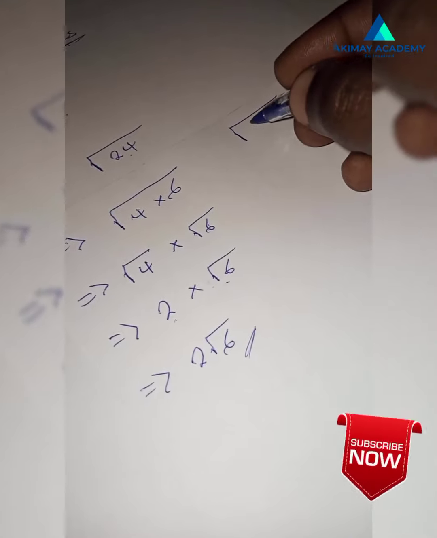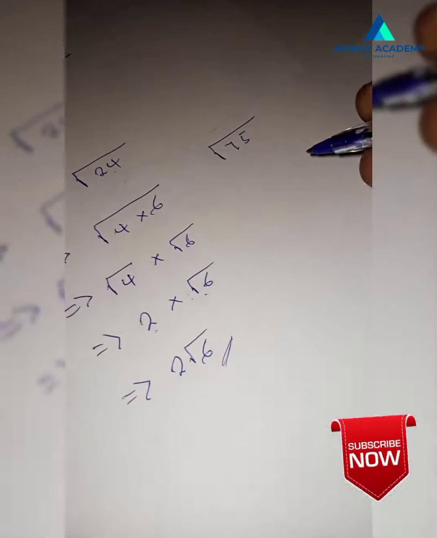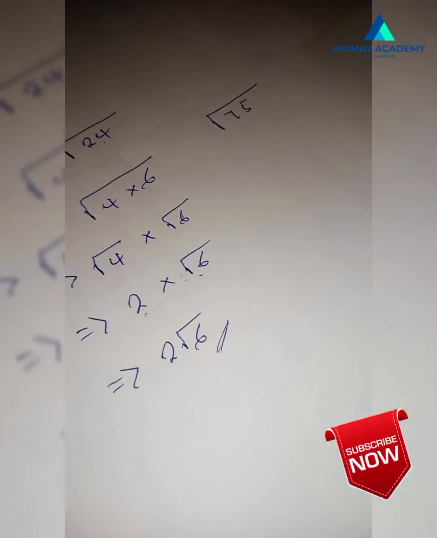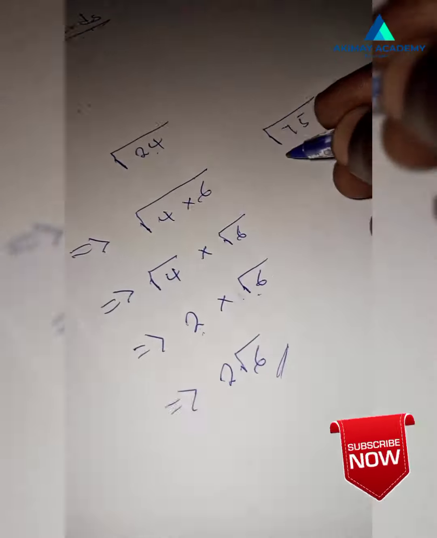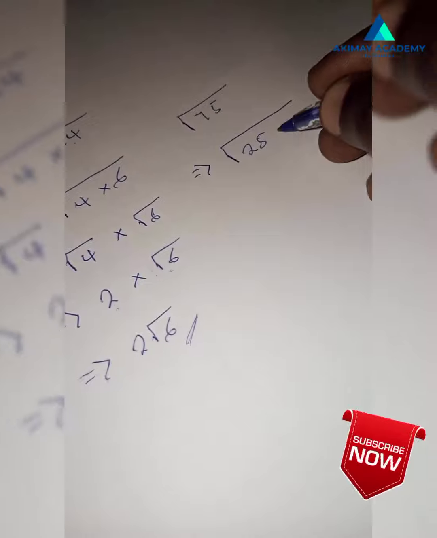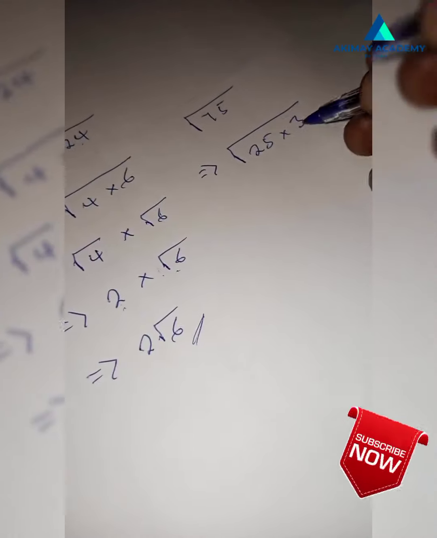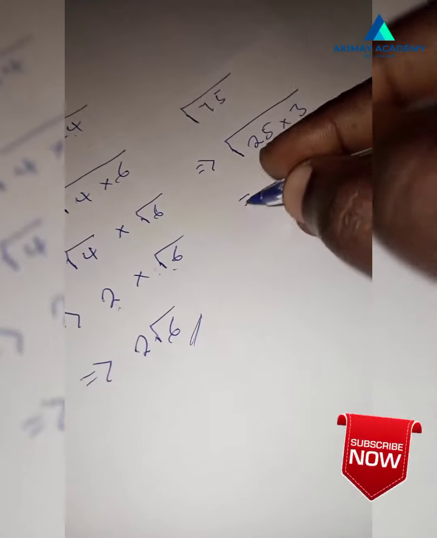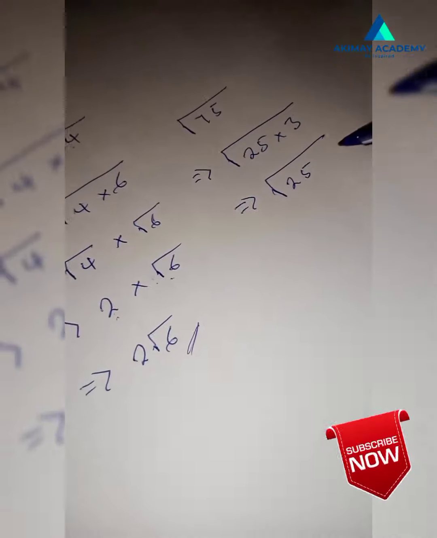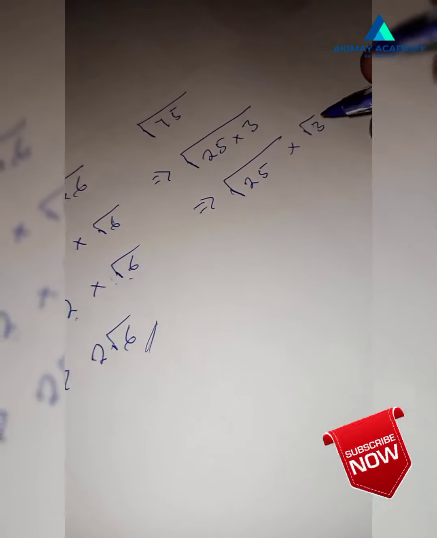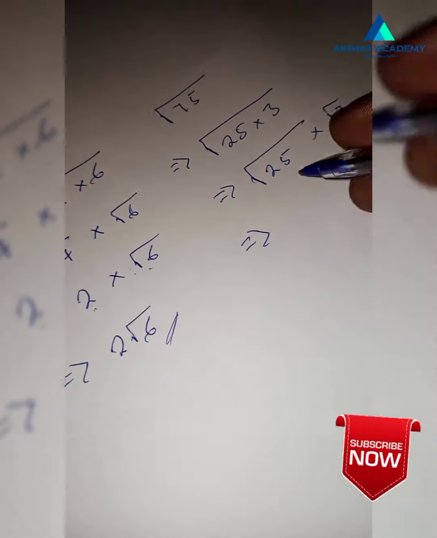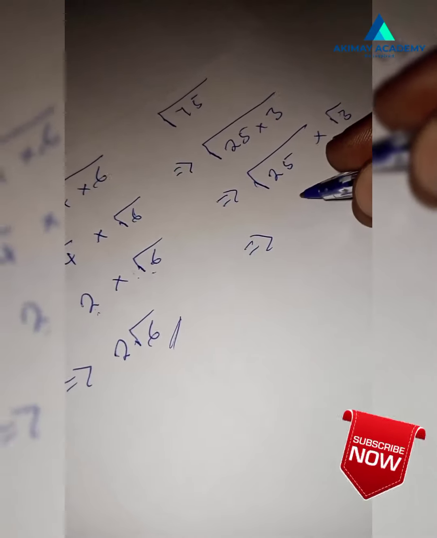Okay, good. Let's look at the last example. Let's take root, let's say, 75. If you are to simplify this, the same principle, we look out for one perfect and one non-perfect in its lowest form. Okay, so here I think we can have 25 times 3. Okay, because 25 times 3 will give us 75. Then we can go ahead and split it, to have root 25 here times root 3. Because 25 is a perfect square number, square root of 25 can give us a straight answer, which is 5.